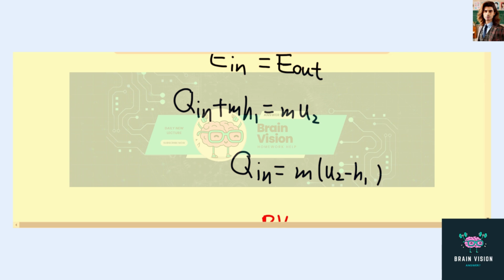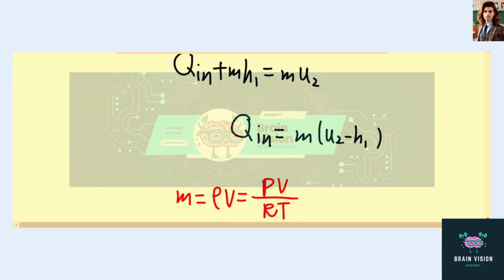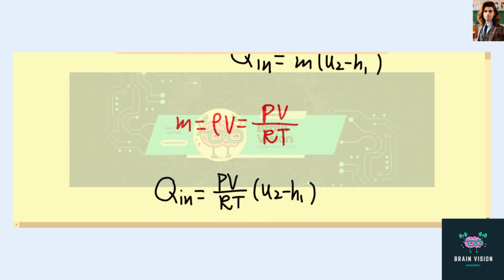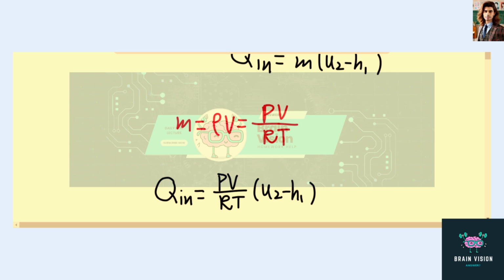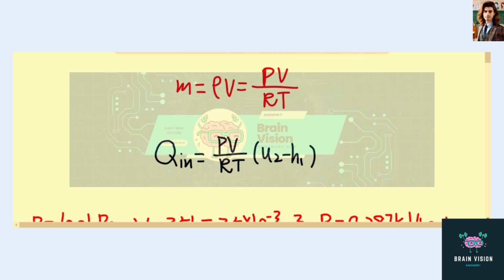Okay, and h1 here is the initial enthalpy. u2 here is the final internal energy. If we do some arrangement here, we'll have the heat transfer is equal to m times (u2 minus h1). So we know that m here is the mass, and mass of air can be expressed as the density of air times the volume, which is PV over RT, since the density can be expressed as P over RT. Okay, so eventually we have Q in is equal to PV over RT times (u2 minus h1).